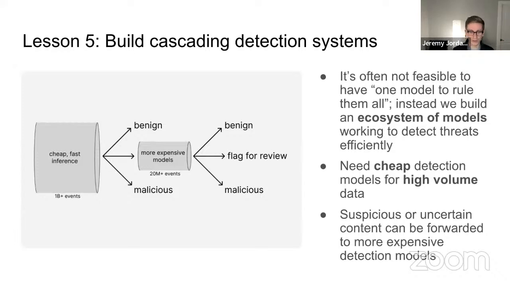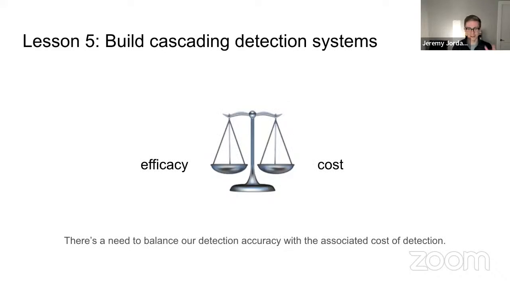And they can make judgments, maybe on like 60% of the data, and then the other 40% you can pass along to more expensive models. So it's kind of like the just enough and no more principle when making a decision of whether something is benign or malicious. There's always this need to balance the efficacy of our threat detection systems with the cost, and the cost could be the resources associated with running that model.